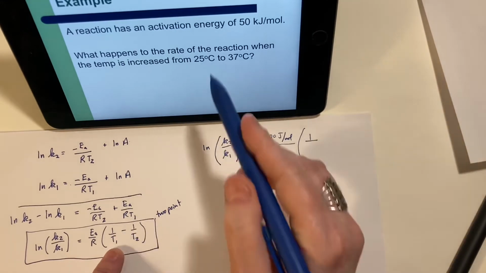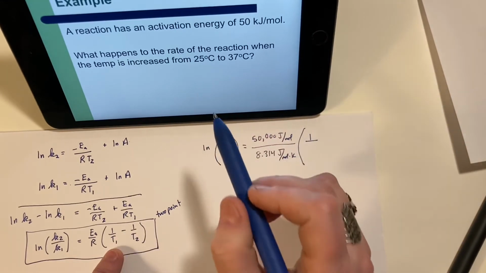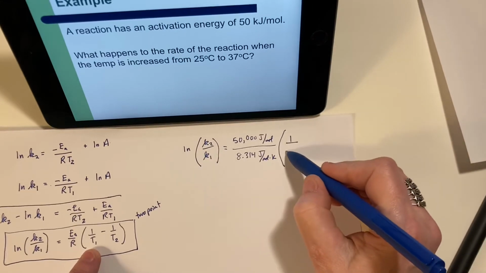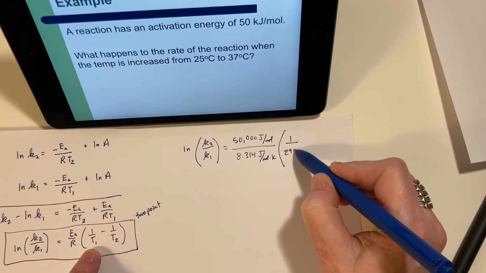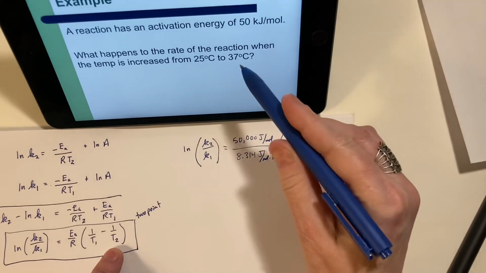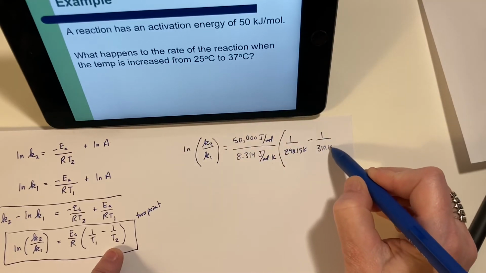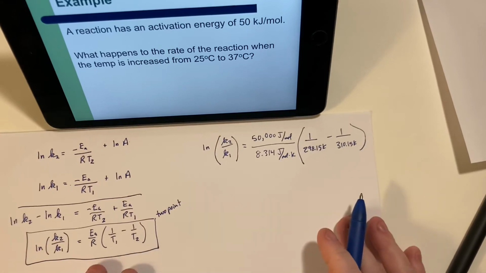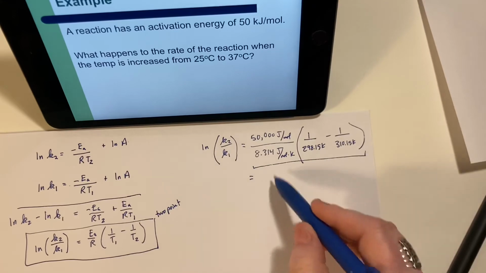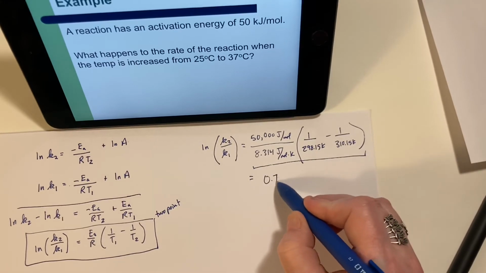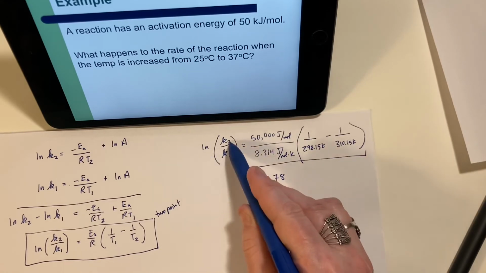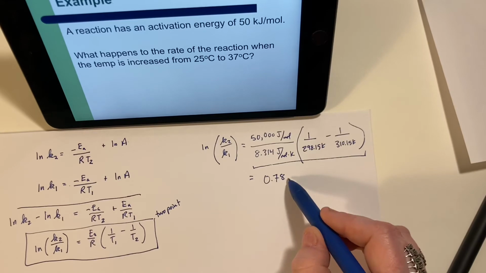1 over T1. My T1 is 25, but I need it in Kelvin. See, the units are Kelvin. So I've got to put 298.15 Kelvin, minus 1 over T2, 37, which is 310.15 Kelvin. All right. So the entire right side, if you try this in your calculator, is 0.78. So I've got the natural log of K2 over K1 is equal to 0.78.